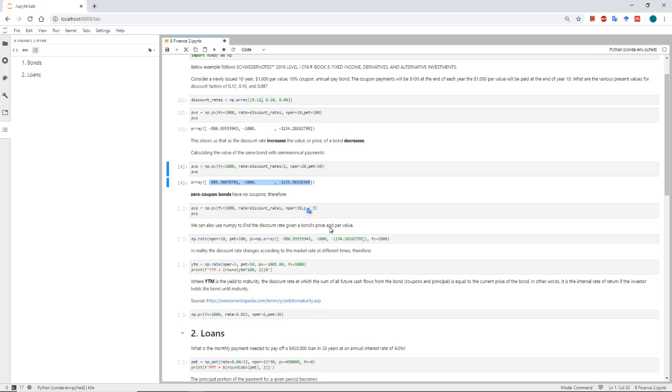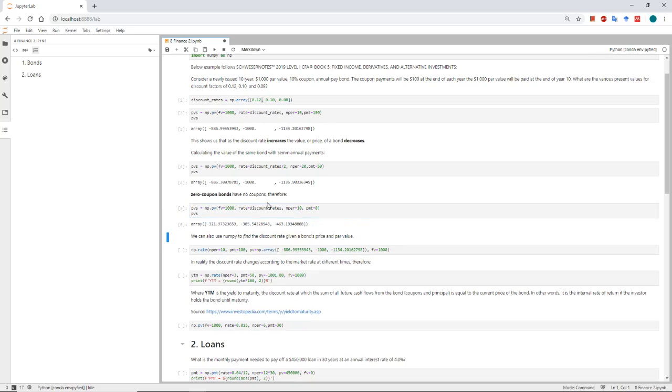And so here, zero coupon bonds have no coupons, so we're setting payment equal to 0. Now, in one of the initial lessons, we created a class on our own, but this is just using a NumPy present value function. So here's setting the payment, and you can see how it affects the present values.